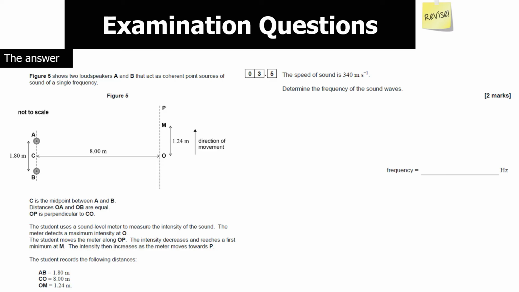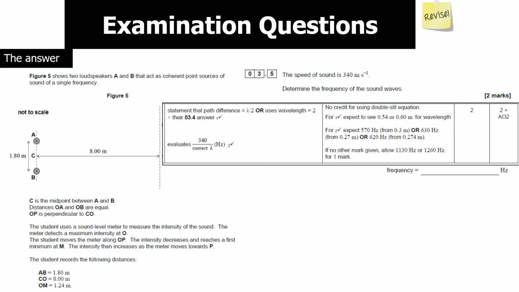Well, you should hopefully be aware that the path difference is going to be lambda over 2, because they are coherent points of source of a single frequency, and as you can see that they're coherent, so therefore it's going to be lambda over 2. So what you can do is take your answer to the previous question, which is going to be your path difference, and then work it through.